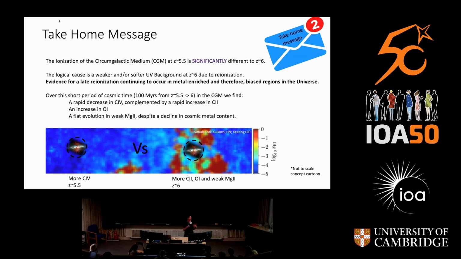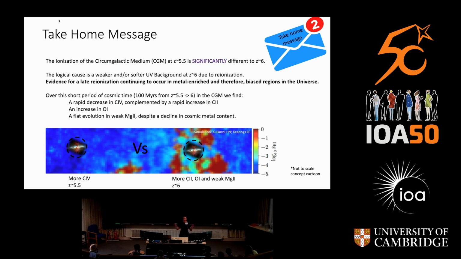Over this short period of cosmic time, the evidence that we have is that carbon-4 declines and carbon-2 increases. There's an increase in the amount of oxygen-1 that we see in the circumgalactic medium, and that's particularly significant because oxygen-1 is in close charge exchange with hydrogen. We also see a flat evolution in weak magnesium-2, despite what you would expect over this cosmic time, which is a decline in the amount of metals. Okay, that's my expert summary.